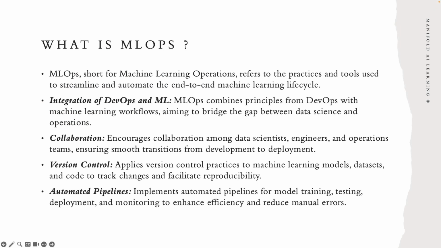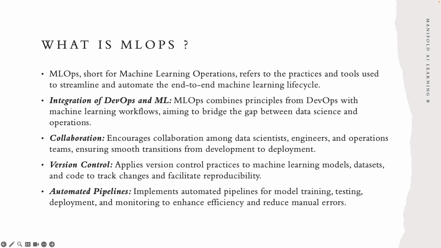Now, when we say MLOps, it is short for machine learning operations. MLOps refers to the practices and the tools to streamline and automate the end-to-end machine learning lifecycle. And that's what MLOps is all about. So MLOps basically combines the principles from DevOps with the machine learning workflow.